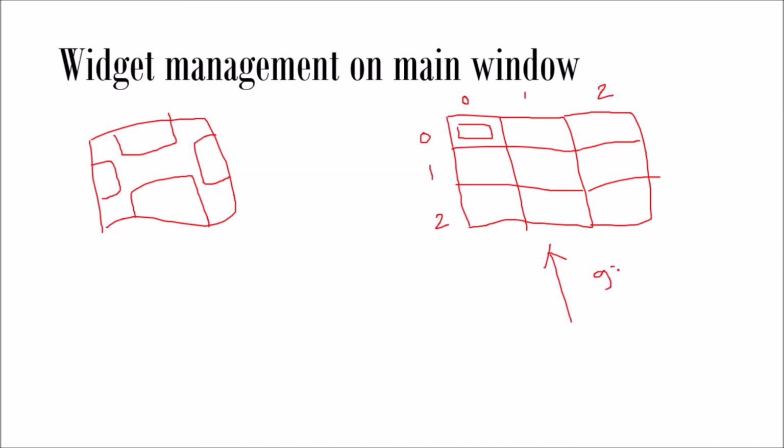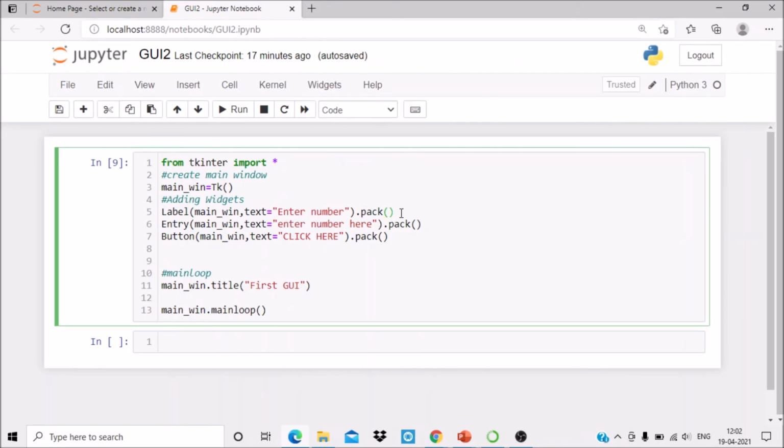So in case of the grid method you have the option of where to draw the widgets, but in case of the pack method you don't have that option to draw the widgets at a particular position. In case of geometry also you have the option that at a particular location you can draw the widgets. Now we'll use the grid method. Instead of pack you can use the grid method.